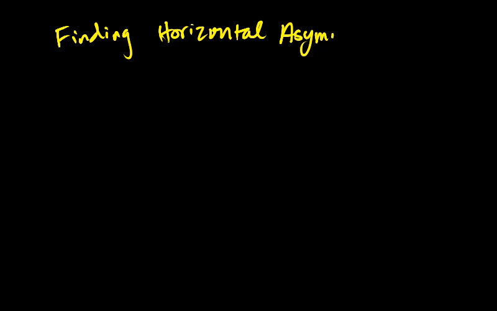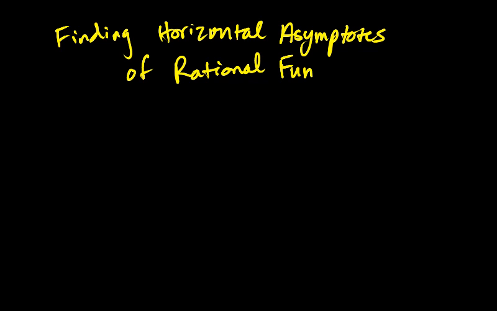This video is going to be on finding horizontal asymptotes of rational functions. A horizontal asymptote is going to be a line that the graph approaches but never crosses most of the time.